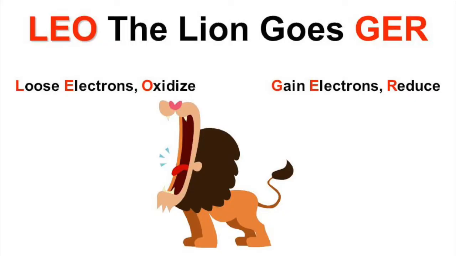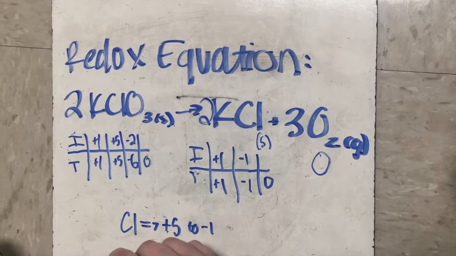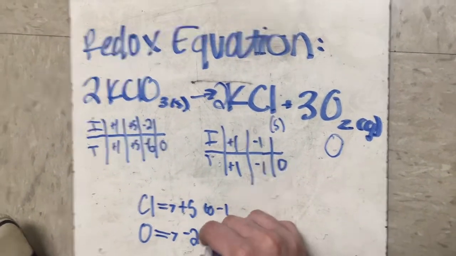An easy way of remembering what has oxidized and what has been reduced is to remember the saying of Leo, the lion, says grr, as in roar. Roar. As was explained before, whichever agent loses electrons is oxidizing, and whichever agent gains electrons is reducing. In order for there to be a redox reaction, you must have both oxidation and reduction occurring. In the case of our experiment, potassium loses electrons and oxidizes, while chlorine gains electrons and therefore reduces.